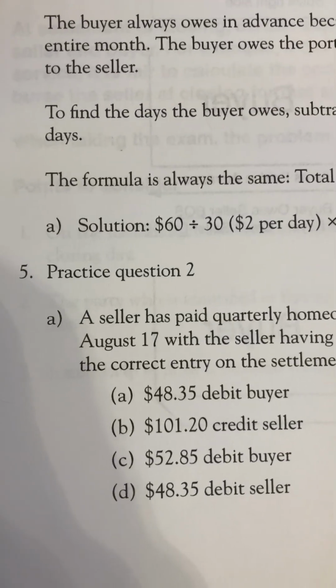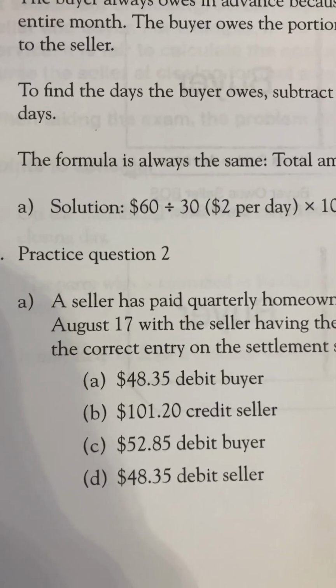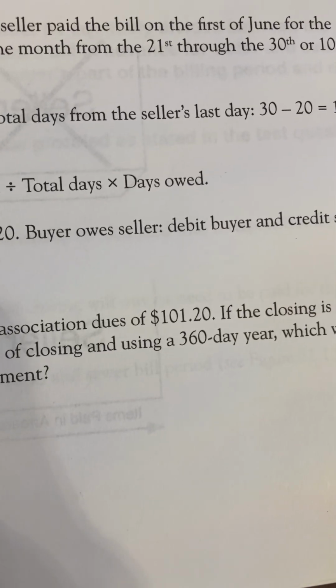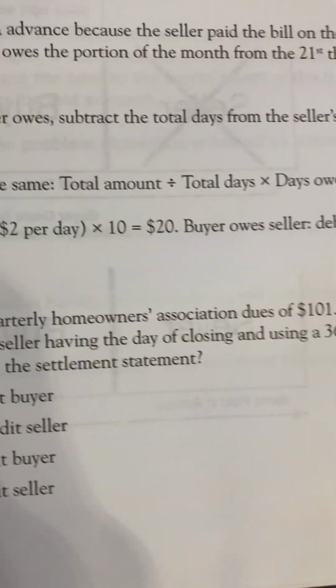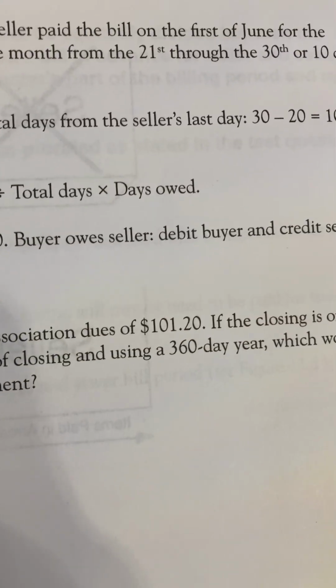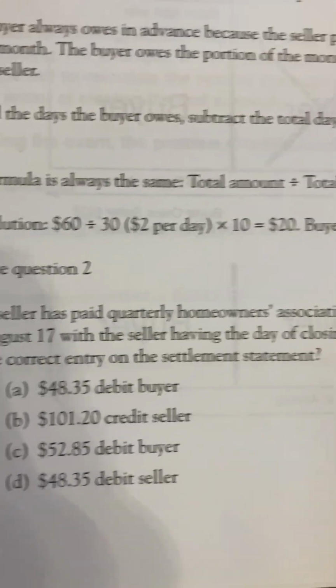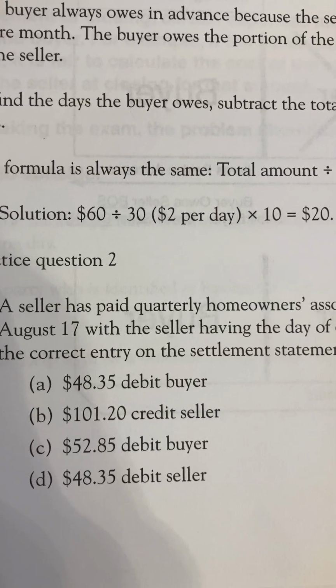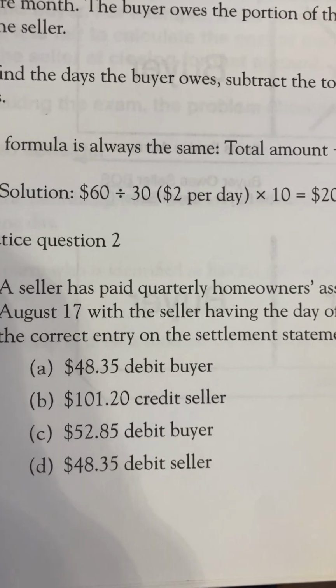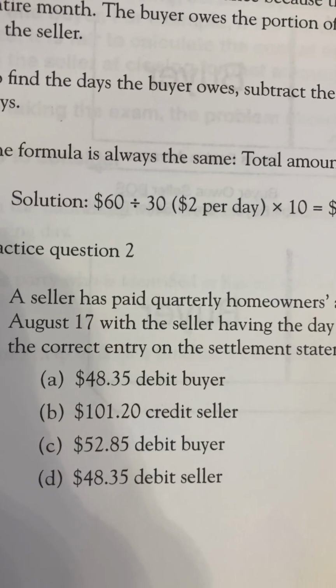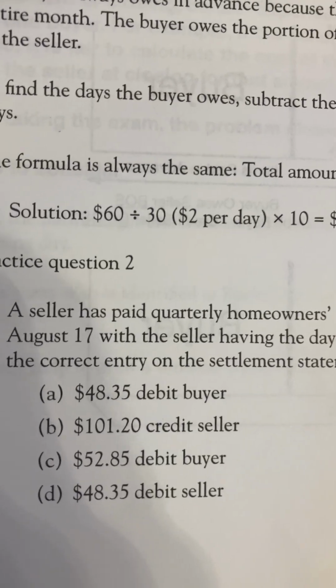Practice question number 2. A seller has paid quarterly homeowners association dues of $101.20. If the closing is on August 17th, with the seller having the day of closing and using a 360-day year, which would be the correct entry on the settlement statement? A, $48.35 debit buyer. B, $101.20 credit seller. C, $52.85 debit buyer. Or D, $48.35 debit seller. End of page.